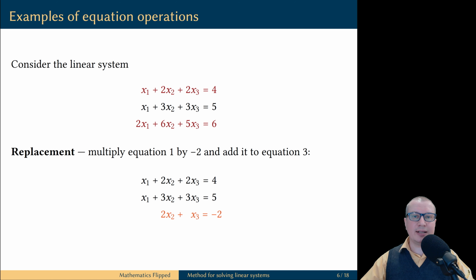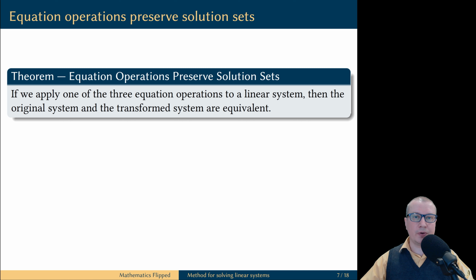And now we reached a milestone in this course because we are going to state and prove our first theorem. We're going to prove that the three equation operations preserve solution sets. And that means that if you take a linear system and you apply an equation operation on that linear system, then the transformed system and the original system are equivalent.